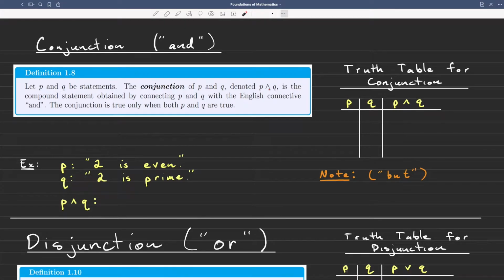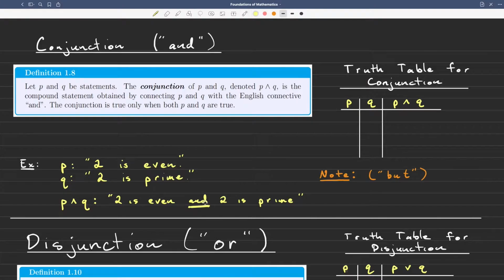In the first example at the bottom there, if I want to form the conjunction of the statement, well, I've got two individual statements here. P is 2 is even, and Q is 2 is prime. Then the conjunction P and Q would read 2 is even and 2 is prime. I suppose I could shorten that down by saying 2 is even and prime, but you get the gist. I'm just putting the connective and in between the two individual statements.